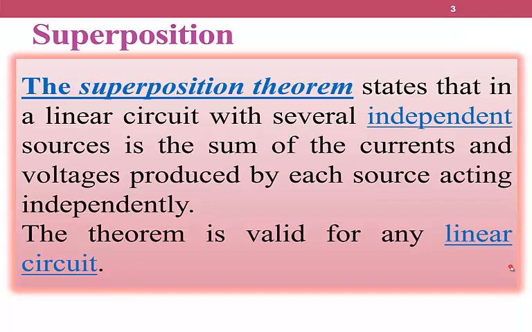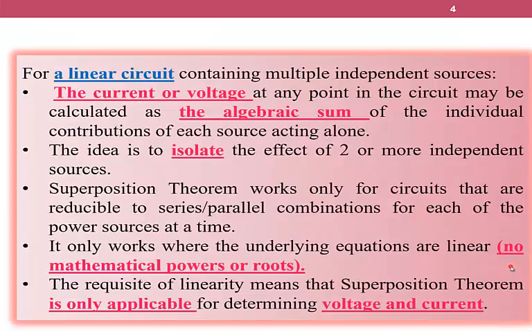The superposition theorem states that in a linear circuit with several independent sources, the response is the sum of the currents and voltages produced by each source acting independently. The theorem is valid for any linear circuit. For a linear circuit containing multiple independent sources, the current or voltage at any point in the circuit may be calculated as the algebraic sum of the individual contribution of each source acting alone.